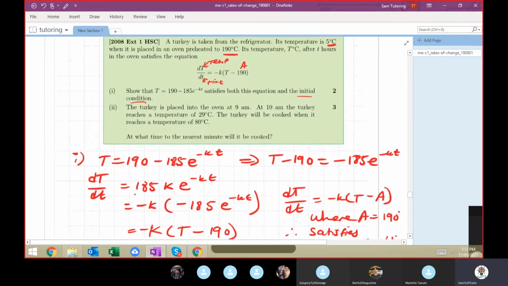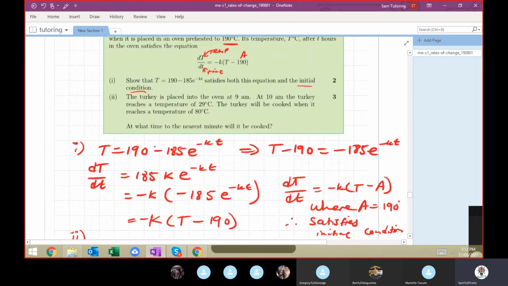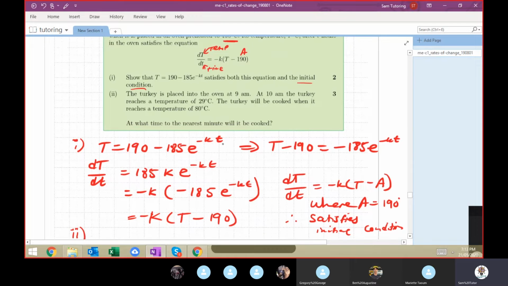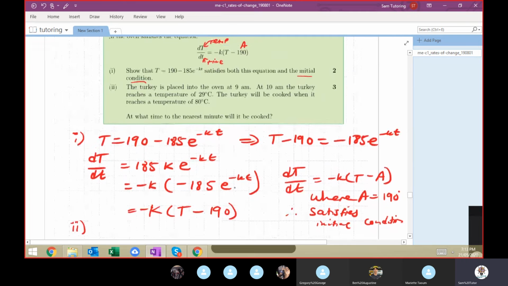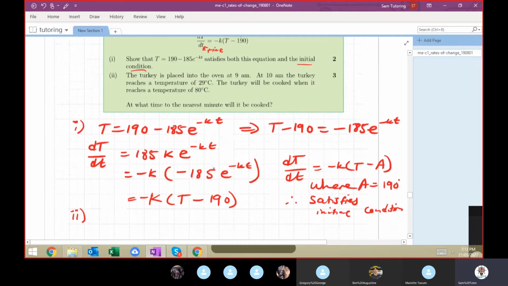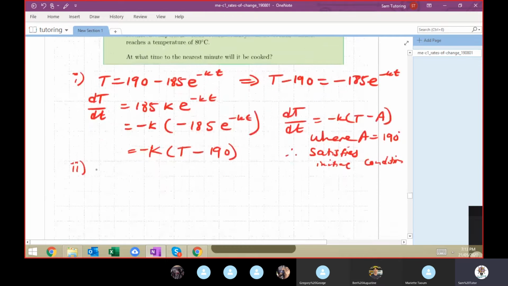Alright, I think I'll be spending about three or four weeks on this topic. We'll do a fair bit on this until we're really good at it. Any questions firstly about that bit there? Then the equation we have is 190 take away 185 e^(-kt).